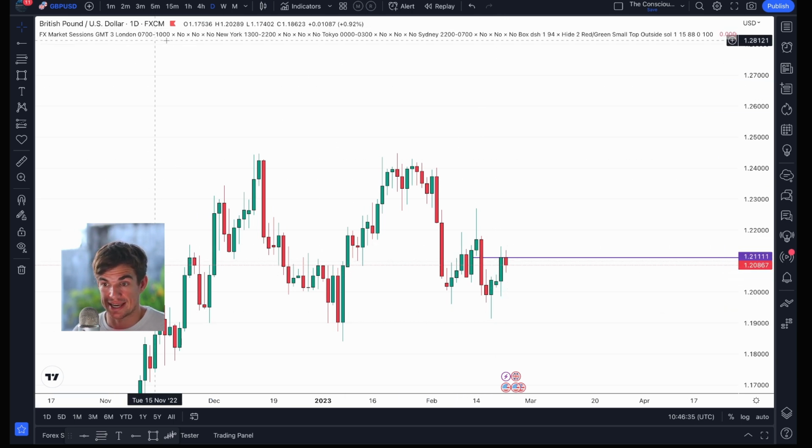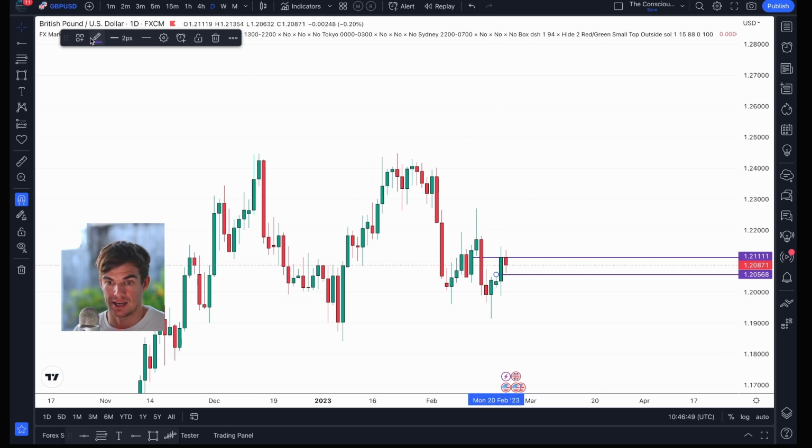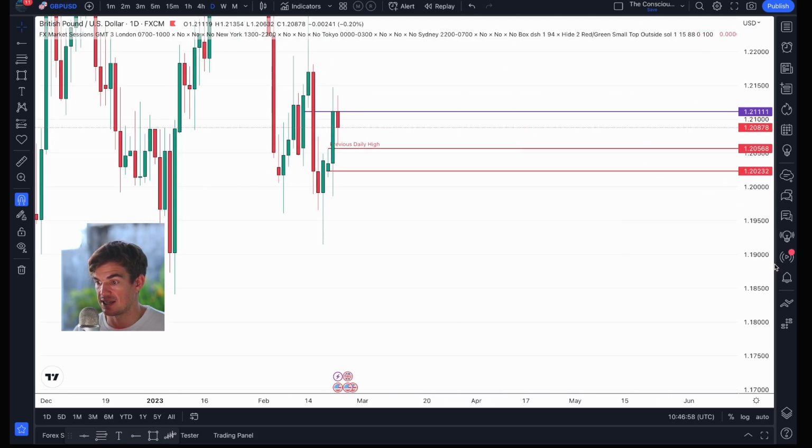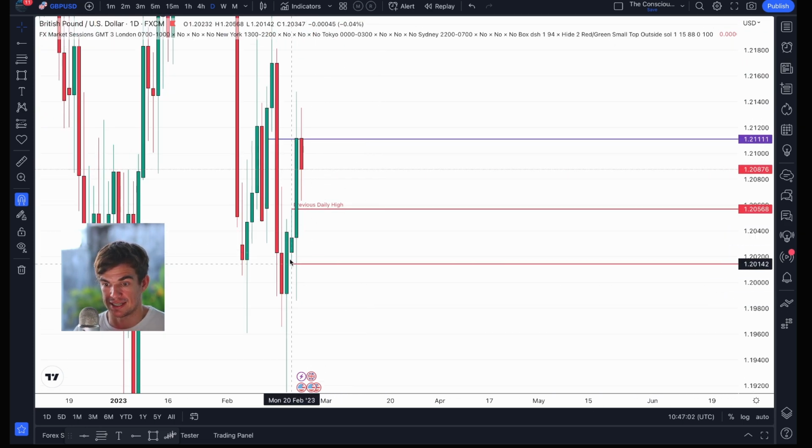put the previous daily high and previous daily low. Since we're trading on Tuesday, the previous daily high and low will be the Mondays. So what we're going to do is take the magnet and put the daily high above there and do the same for the daily low. If you're new to this, this is ICT. You're setting up your bias from the previous daily high and low.